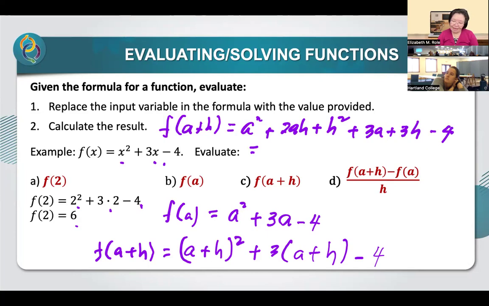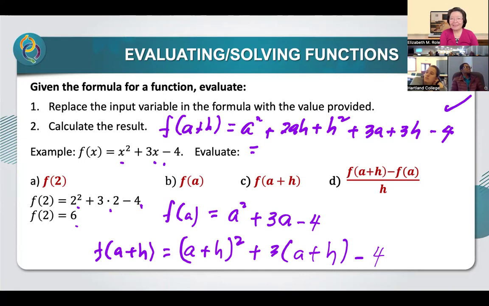Is that the final answer? Is there anything that we will have to combine? No. A squared, h squared, they are all different, right? So you are not combining anything anymore.